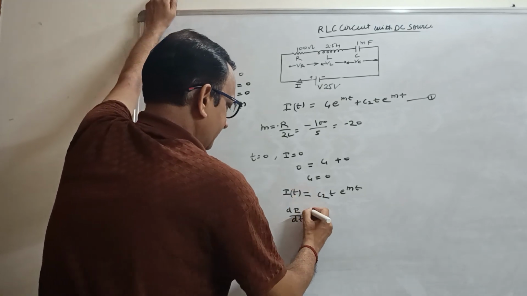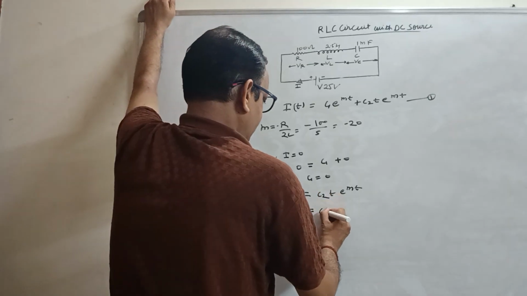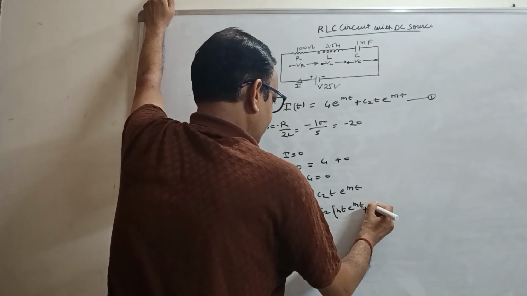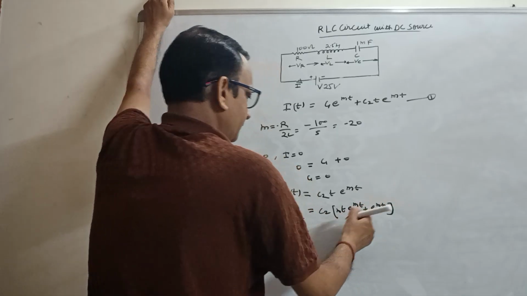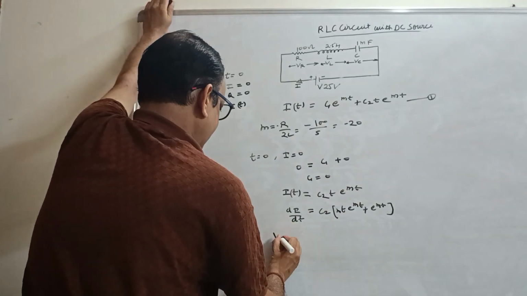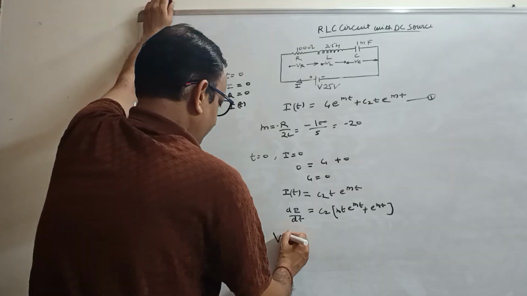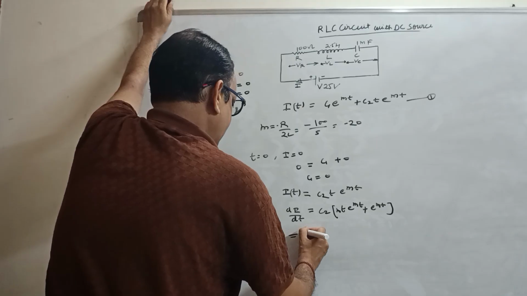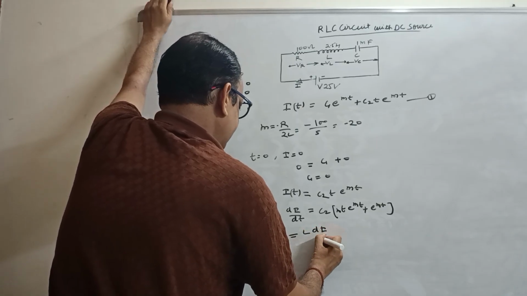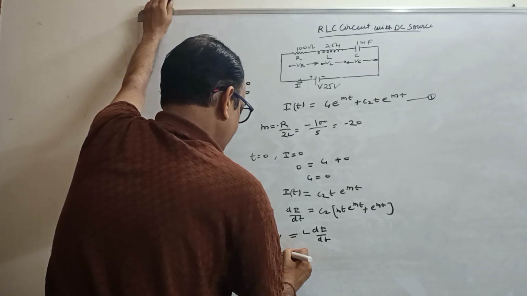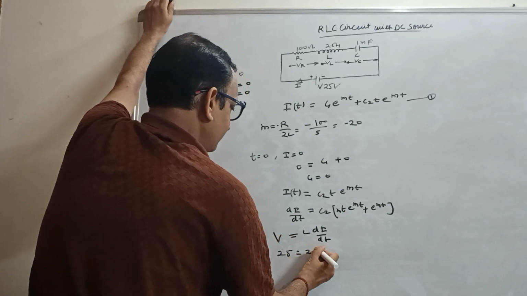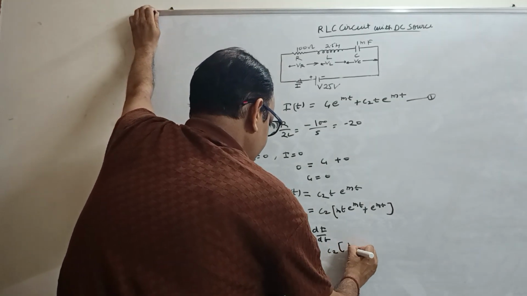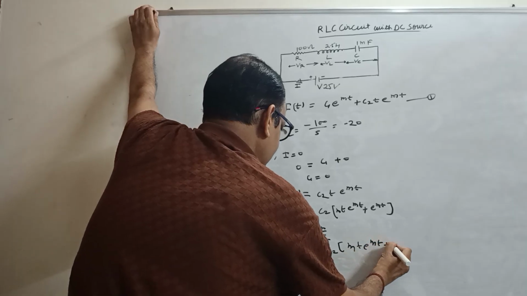So di by dt is C2, first function m e raised to power mt plus e raised to power mt, since the differentiation of t is 1. So we can write the potential across the inductor as L di by dt. This is 25, inductance is 2.5, and this term is di by dt, so C2 m t e raised to power mt plus e raised to power mt.